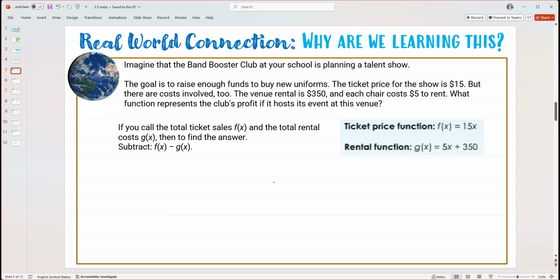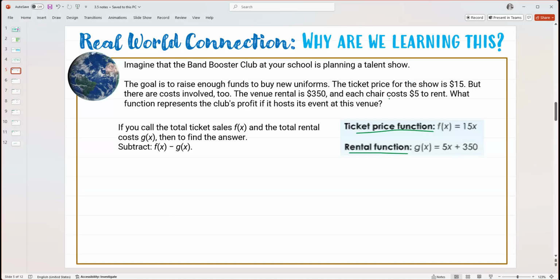So here's your real world connection. Imagine that the band booster club at your school is planning a talent show. The goal is to raise enough funds to buy new uniforms. The ticket price for the show is $15, but there are costs involved too. The venue rental is $350, so there's your rental function.